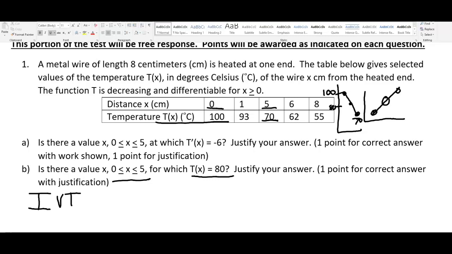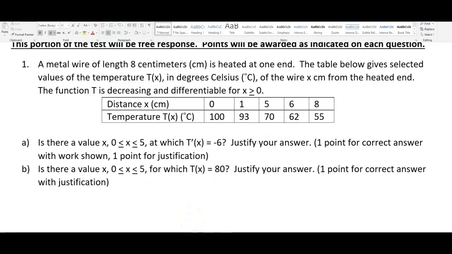So since this function is continuous, and why is it continuous? Because it's differentiable. So I'll start over. Since this function is continuous, there must be somewhere where the function equals 80 because it goes from 100 to 70, right? Now there's not just one way to word this, but I'll try to stay as close to the way I taught it as possible here. Here's how I taught you guys to say it originally.